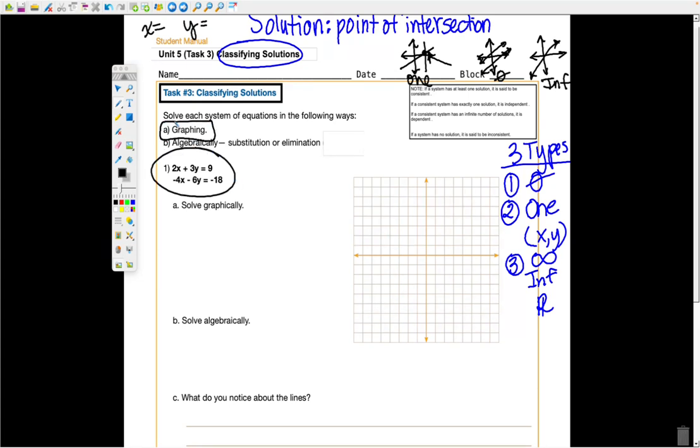To solve by graphing, what do you have to do? Thank you. Isolate the y. Put it in slope-intercept form. This is the scratch work right here. You can put all the scratch work in the little spot, but show me how you isolate it.